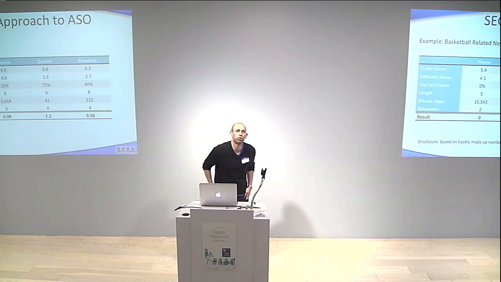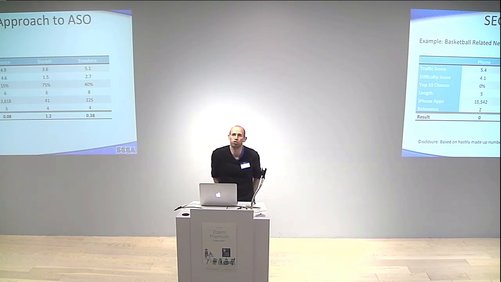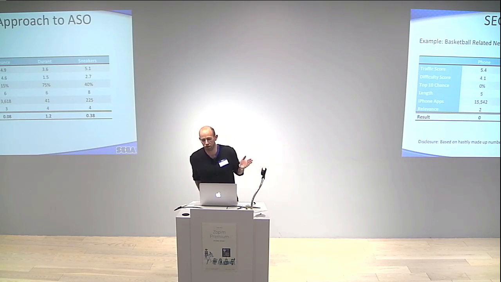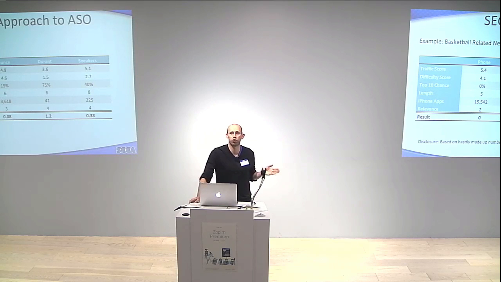So this is an example. If it was a basketball-related news app, like Grantland, and I said I want to rank for the keyword phone, I would never have stood a chance of ranking in the top 10. So the result of my algorithm would be 0, and obviously that means I'm not going to use it. What if I tried bounce? There are 3,618 apps trying to rank for bounce. So the chance is very low, and the relevance is higher, but it's still very, very low.